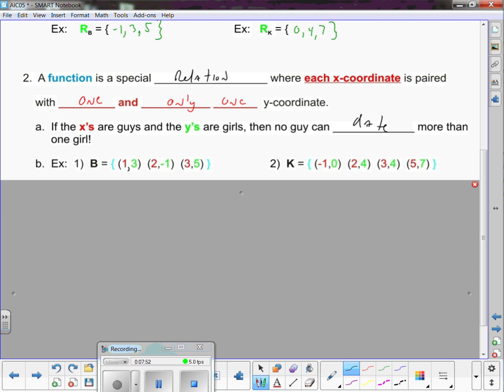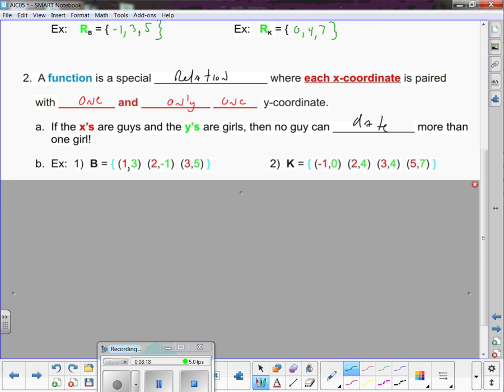Right, so that is a function, right? Any guy is dating only one girl. Any abscissa has only one ordinate. Any X has only one Y that it's with. If that's the case, then we have a function. And let me remind you guys of what really this means.